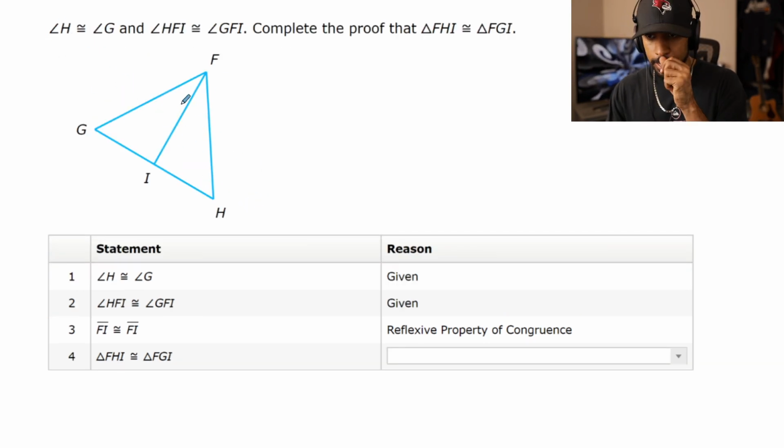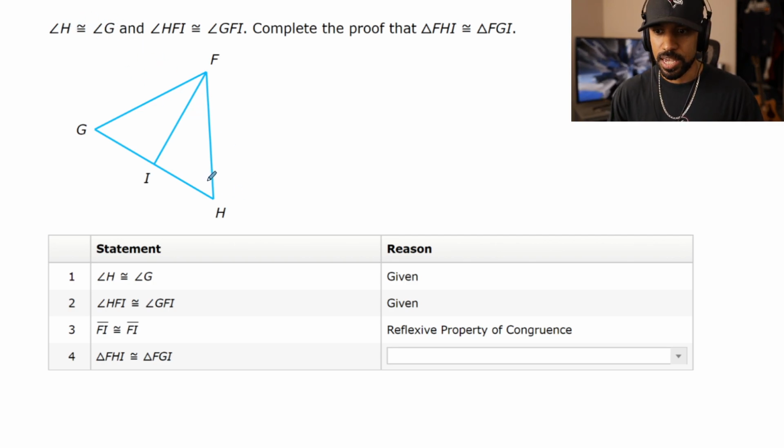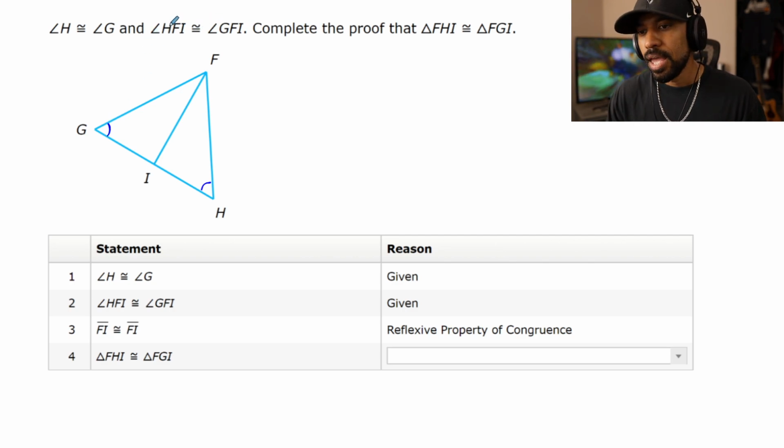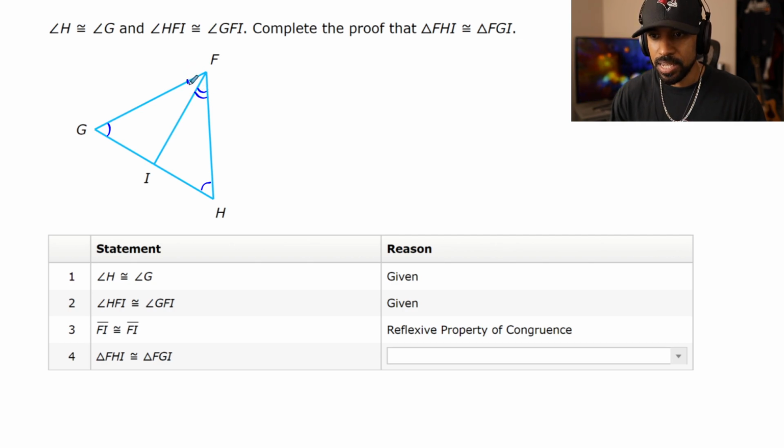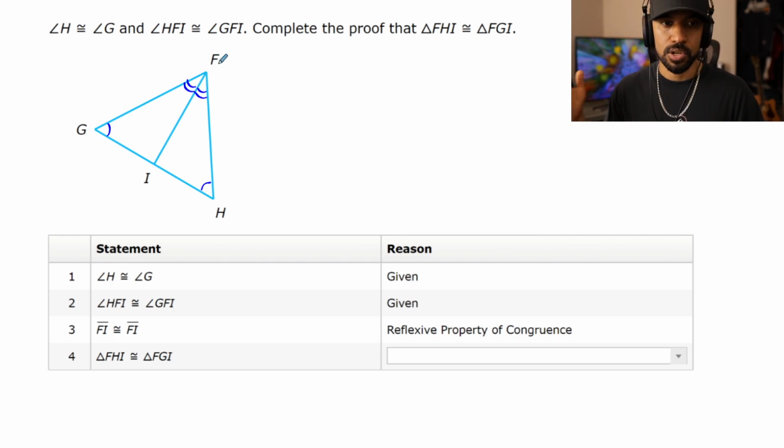Okay, next problem. Nothing's marked, so we're going to have to make the markings for ourselves. By the givens, angle H is congruent to angle G. Again, there's no way that we can confuse that with any other angle set. Angle HFI is said to be congruent with angle GFI right here. So again, another given. If they give it to us, then we can assume it to be true. And FI is congruent to itself by the reflexive property. That's the third statement there. And you can kind of draw that in by knowing that.